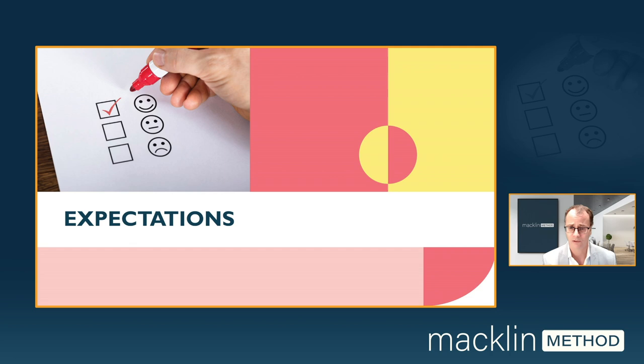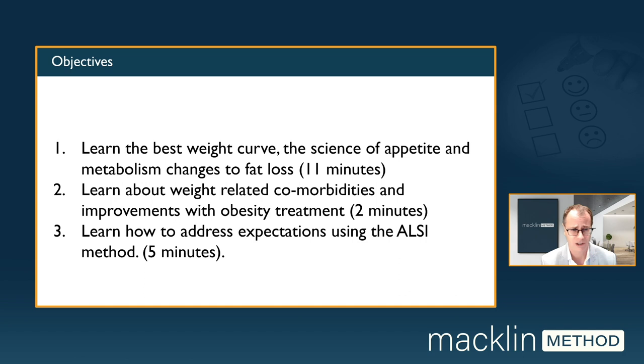The objectives of today's talk are: first, you will learn the best weight curve and what that means, along with the science of appetite and metabolism that changes to fat loss. That'll take us about 11 minutes. Second, you'll learn about weight-related comorbidities and improvements with obesity treatment. That'll be quick, about 2 minutes.